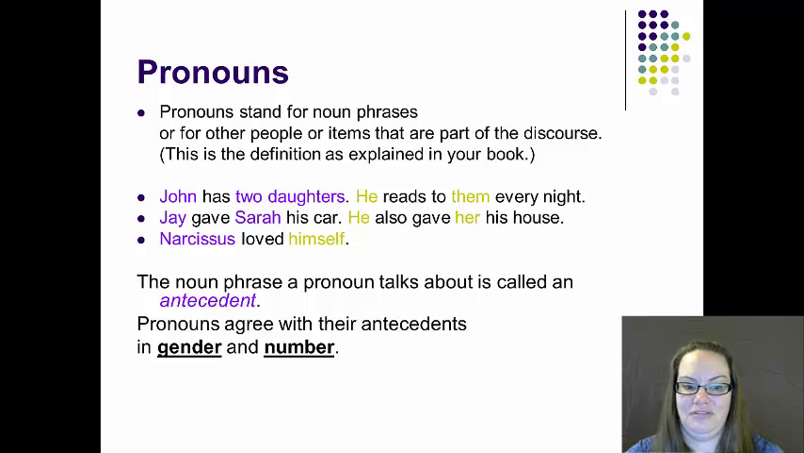Narcissus loved himself. When we have a pronoun that stands in the place of a noun, the noun that it refers to is called the antecedent. Okay? Pronouns are supposed to agree with their antecedents in gender and number.